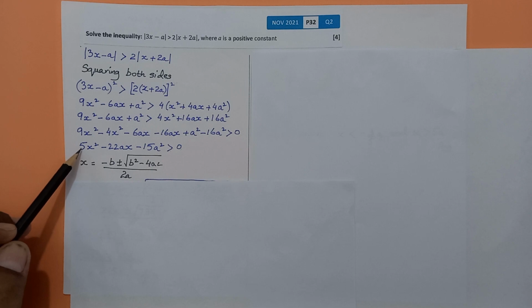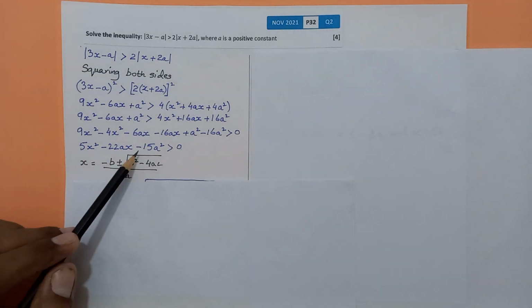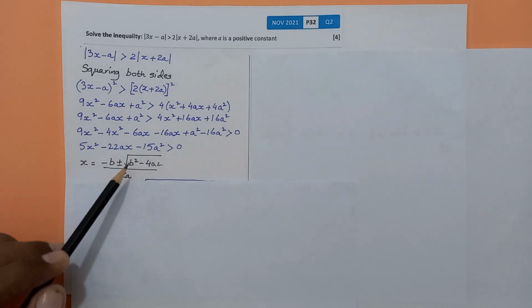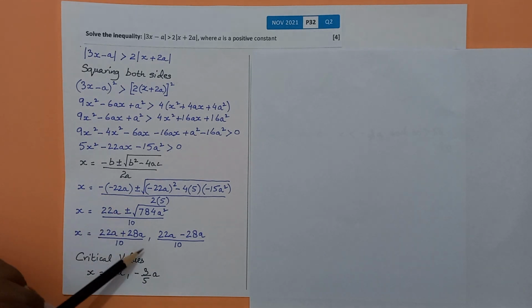and use the value of a as 5, the value of b as minus 22a, the value of c as minus 15a square. Place them in the quadratic formula, simplify them, and after simplification we have the two critical values, which are 5a and minus 3a upon 5.